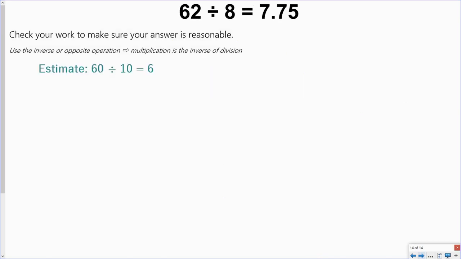So now let's compare our estimate to our actual answer. Well, my estimate was 6. Actual answer is 7 and 75 hundredths. Well, those two numbers, they're pretty close to each other. So again, I'm feeling pretty good that what I did was correct. That seems like a pretty reasonable answer. But again, we want to check it. And so we are going to take this number here.